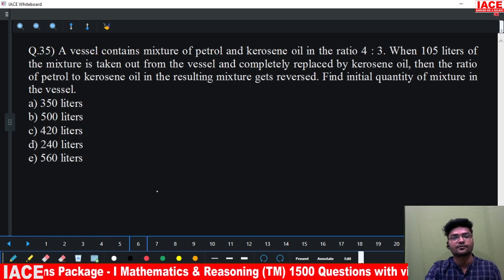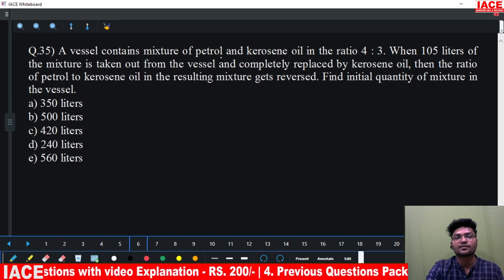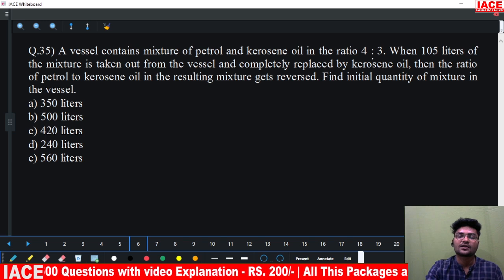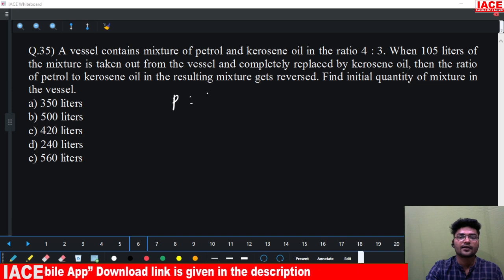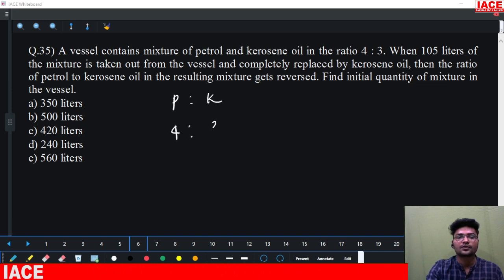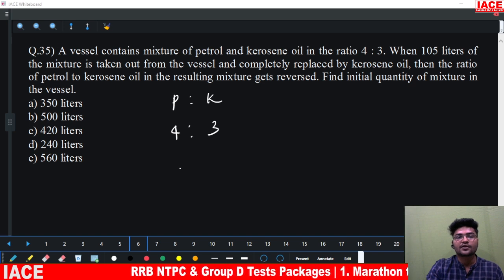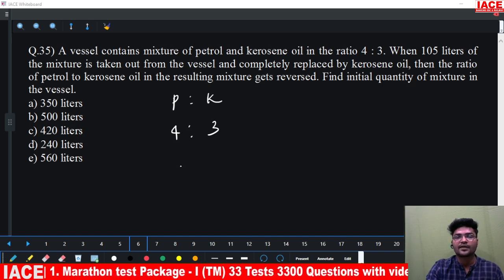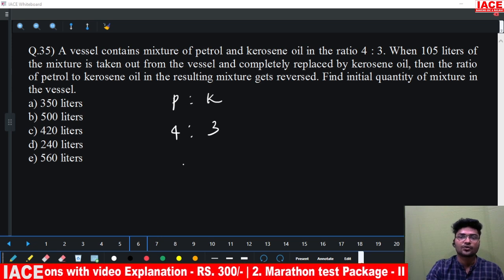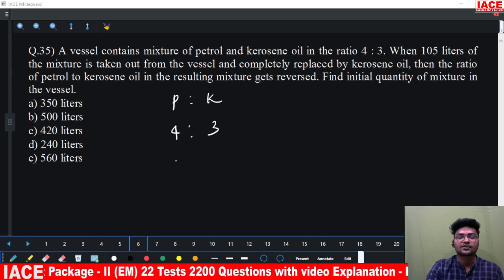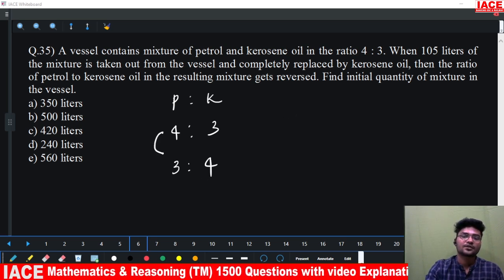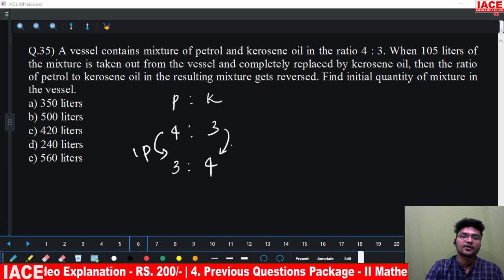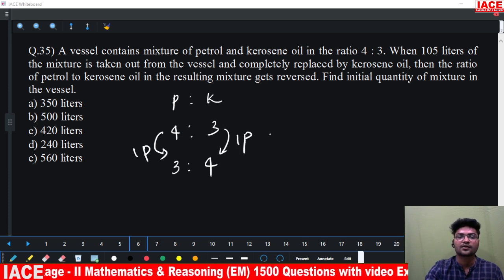Next question number 35. A vessel contains a mixture of petrol and kerosene oil in the ratio 4 is to 3. When 105 liters of the mixture is taken out from the vessel and completely replaced with kerosene oil, then the ratio of petrol to kerosene is reversed. That means it becomes 3 is to 4. So one part decrease and one part increase.